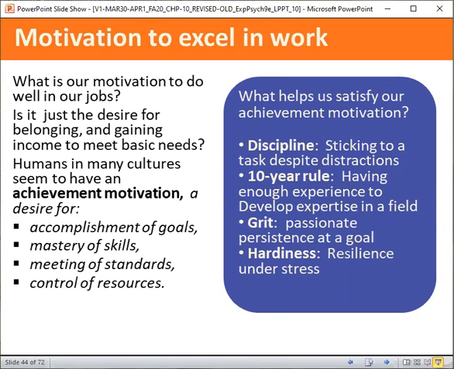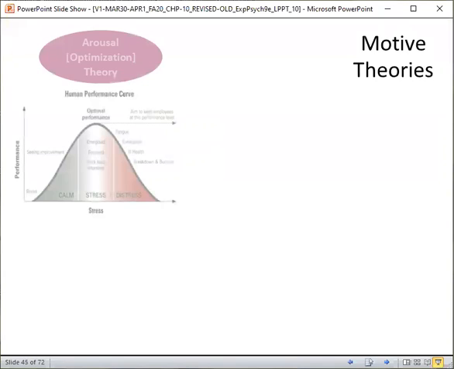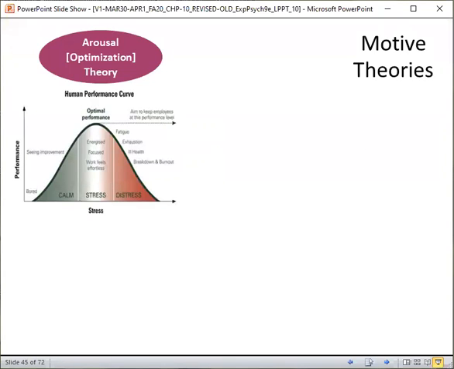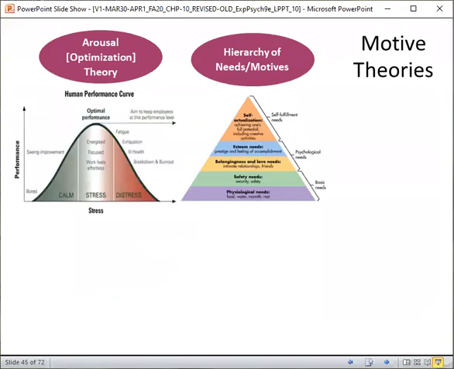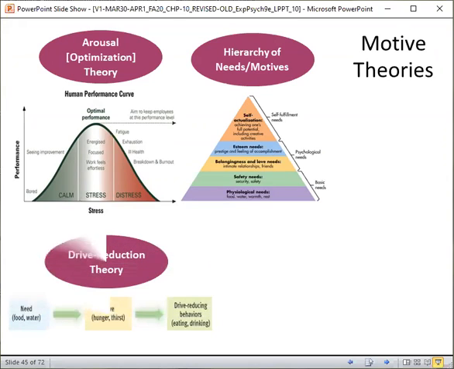So let's do a real quick review of what we've covered so far on these motives. We looked at arousal optimization theory, about how levels of stress and arousal can be related to performance. We looked at the hierarchy of needs from Maslow's perspective, about how we need to meet the basic needs before we meet the higher order needs. And of course, we covered drive reduction theory, looking at the physiological needs like food and water and how it causes a certain uncomfortableness in us that we need to do behaviors to take care of those drives, which will also lead to reinforcement or negative reinforcement.